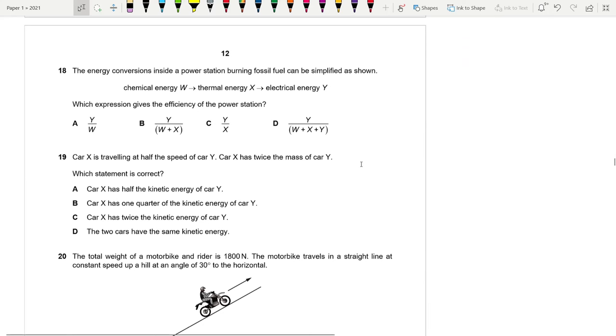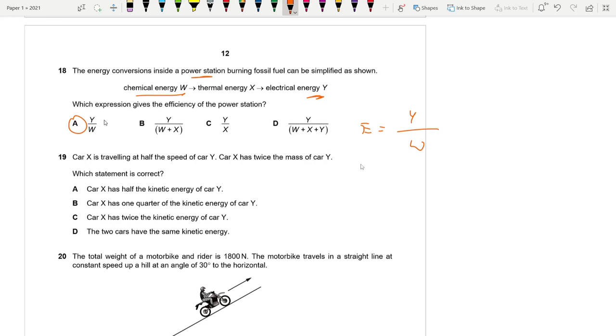The energy conversion inside a power station burning fossil fuel can be simplified as shown. So our goal here, remember, efficiency is useful by input. So what's the useful energy here? Basically, this electrical energy that we produced. It's a power station, so obviously. So that's the useful power divided by this input that we gave in the first place, W. X is lost energy, but that doesn't really affect anything. So the answer is A.